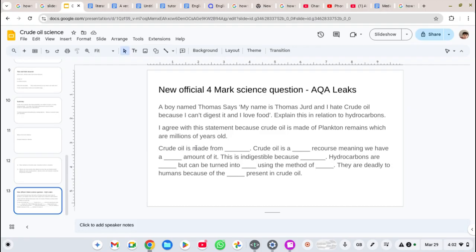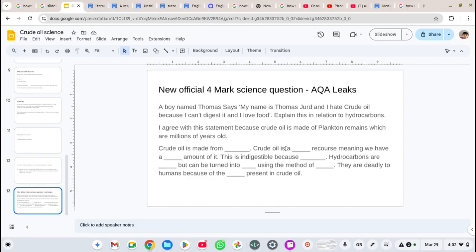Crude oil is made from blank. Crude oil is a blank resource, meaning we have a blank amount of it. This is indigestible because blank. Hydrocarbons are blank, but can be turned into blank using the method of blank. They are deadly to humans because of the blank present in crude oil.